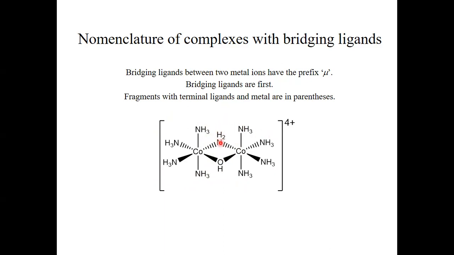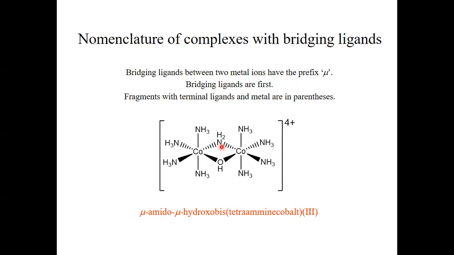So therefore, the overall name would be mu-amido, mu-hydroxyl, bis, tetraamminecobalt, and the oxidation number of the cobalt would be 3 in this case. How do you determine this?